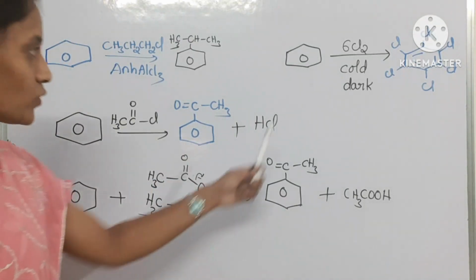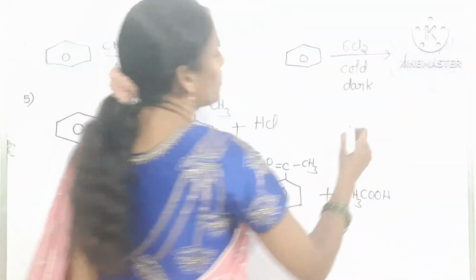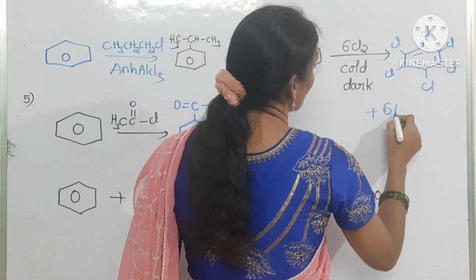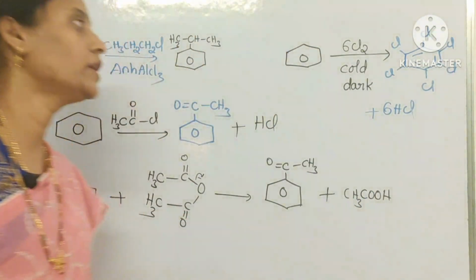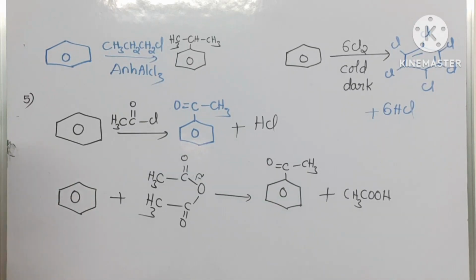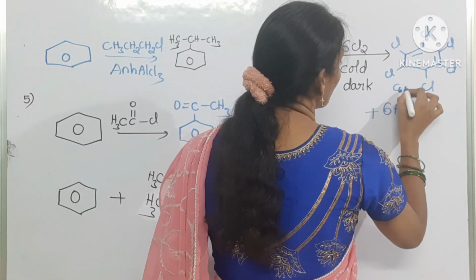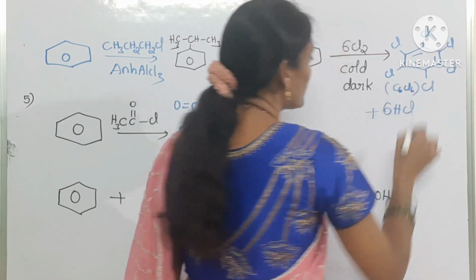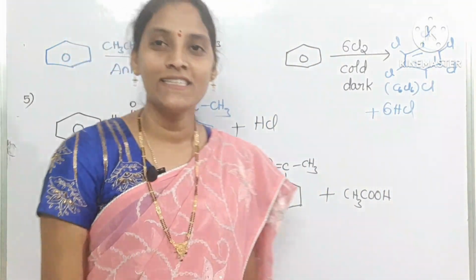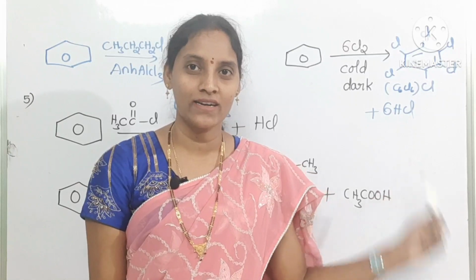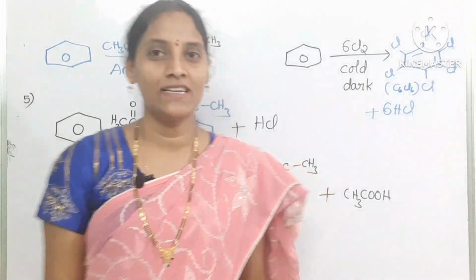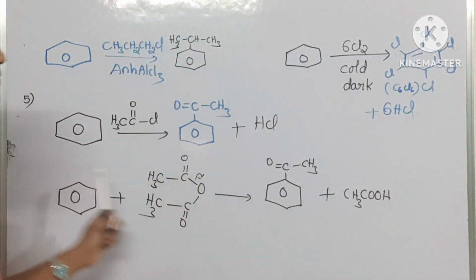All hydrogens are going to be substituted by chlorine atoms, along with 6 moles of HCl, hydrochloric acid, being formed. Its molecular formula is C6Cl6. Generally, benzene's molecular formula is C6H6, so here you can write C6Cl6. Okay, these are about substitution reactions.